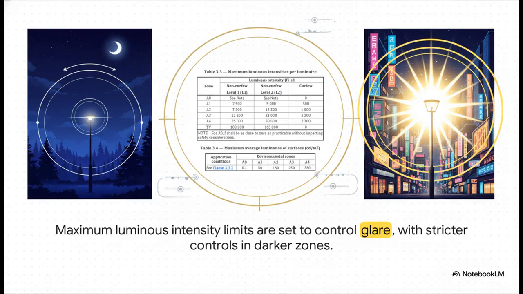And just like with vertical luminance, the acceptable luminous intensity changes depending on the zone. In a dark, rural area, say a zone A1, the limit is 2,500 candela. But you jump over to a bright commercial area, zone A4, and that limit shoots up to 25,000 candela. The logic is exactly the same. The darker the environment, the stricter the controls.